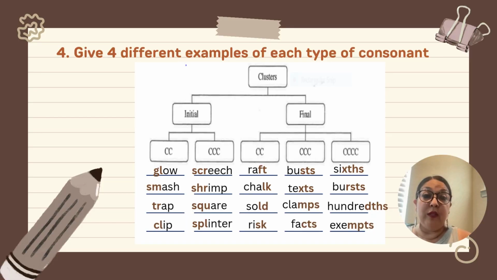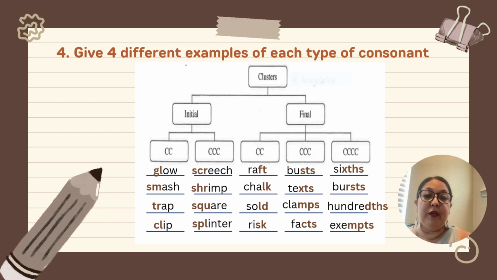Then we have also in the initial consonant clusters a CCC, which means there's 3 consonants together to make that cluster, such as in the words screech, shrimp, square, and splinter.